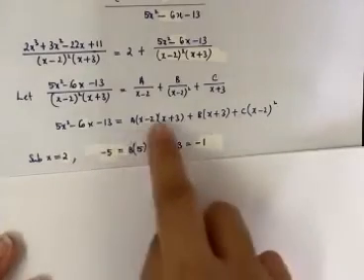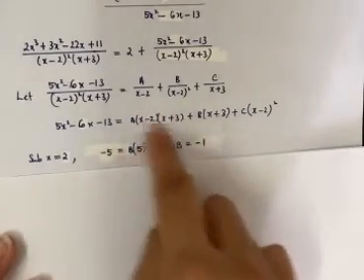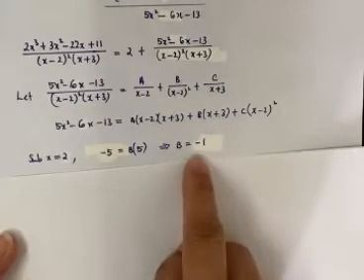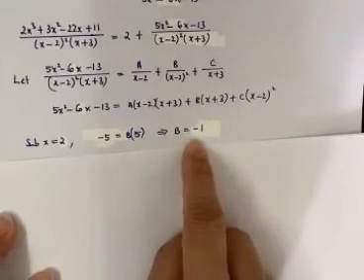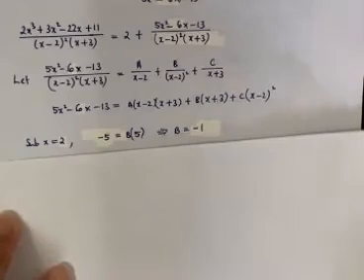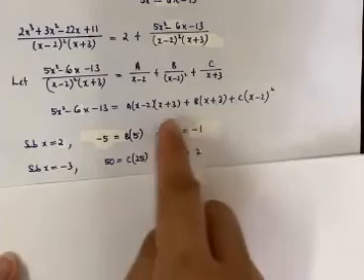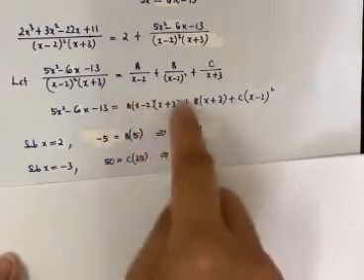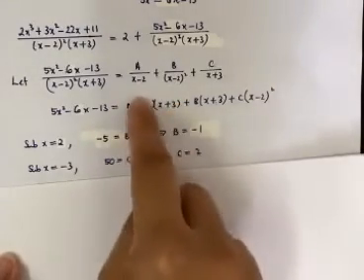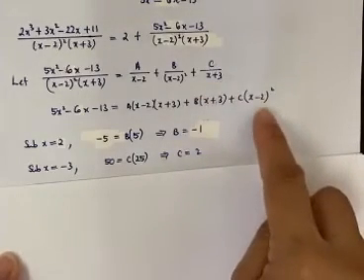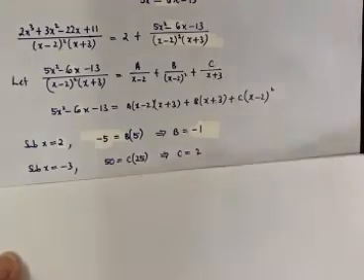When I substitute x equals 2, you'll notice that this disappears, and you're only left with the B, and then you'll find out that B equals minus 1. Now, when you substitute x equals minus 3, then you'll notice in this case that, again, the A part disappears, and the B part also disappears, and all you're left with is the C. So you'll find out that C is actually equal to 2.